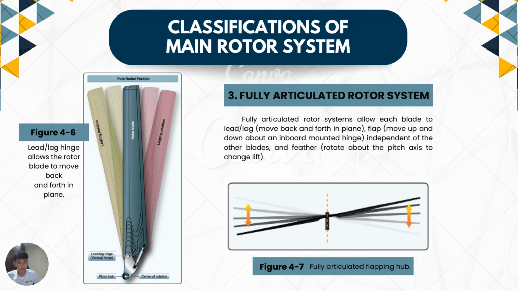So next is the fully articulated rotor system. In fully articulated rotor systems, each blade is allowed to move back and forth, up and down, and to rotate about the pitch axis of the rotor.